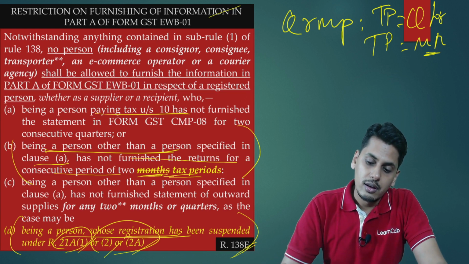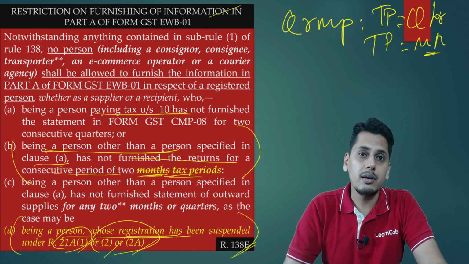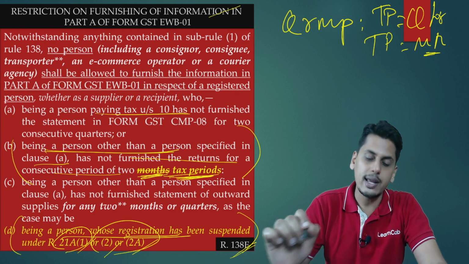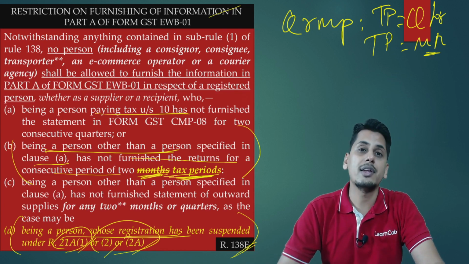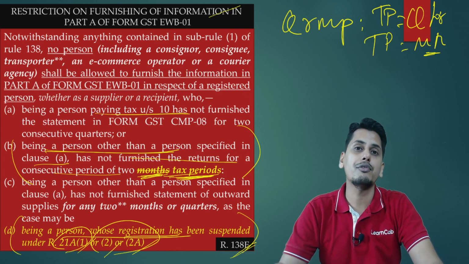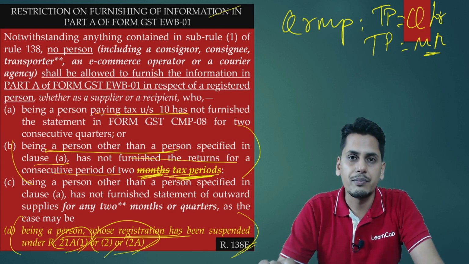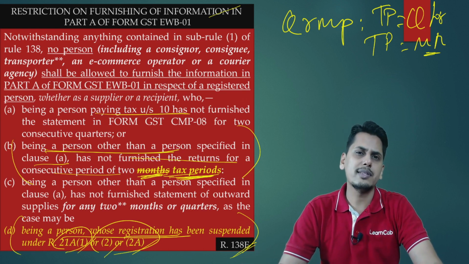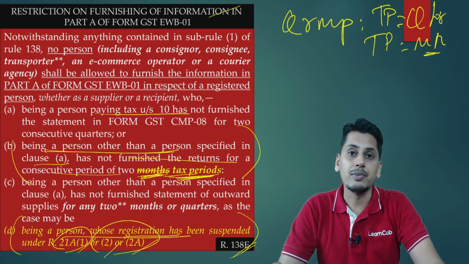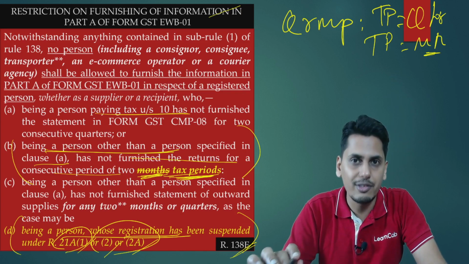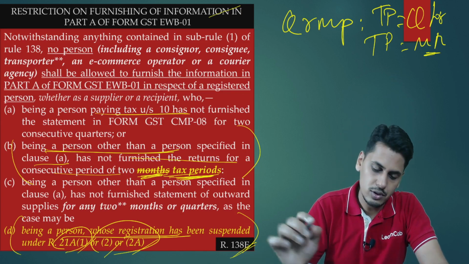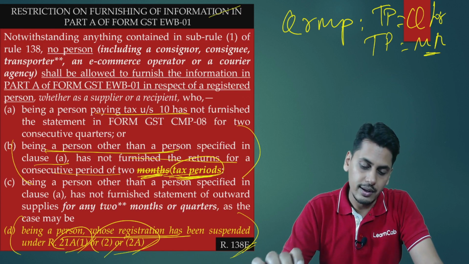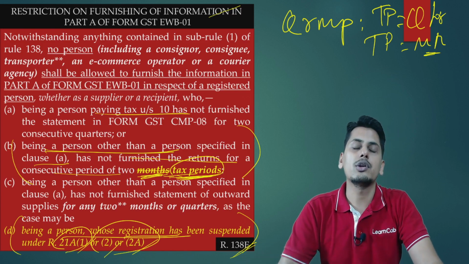So now friends, after the introduction of QRMP, now the tax period is both monthly as well as quarterly. So this 2 months has to be replaced by 2 tax periods. So now friends, the provision tells if a registered person who is under the QRMP scheme has not filed returns for 2 consecutive quarters, E-Way bill cannot be generated. Also, a person who is not paying taxes under the QRMP scheme, who is filing the returns on a monthly basis, if he has not filed returns for 2 consecutive months, E-Way bill cannot be generated. So friends, 2 tax periods includes both 2 months also and 2 quarters also. It is 2 months for monthly filers, 2 quarters for QRMP fellows.